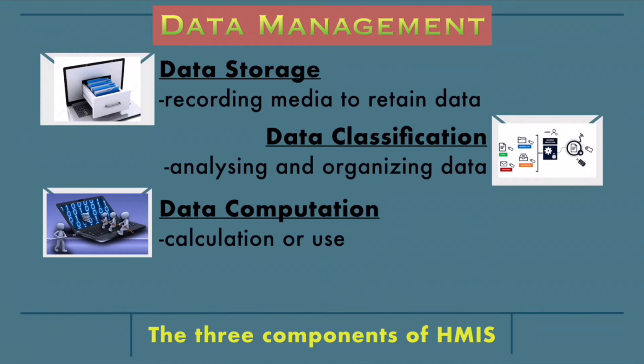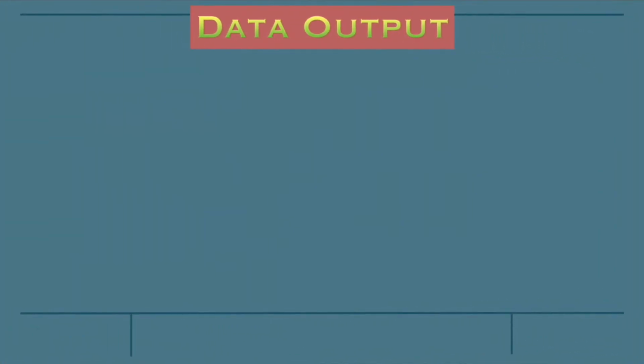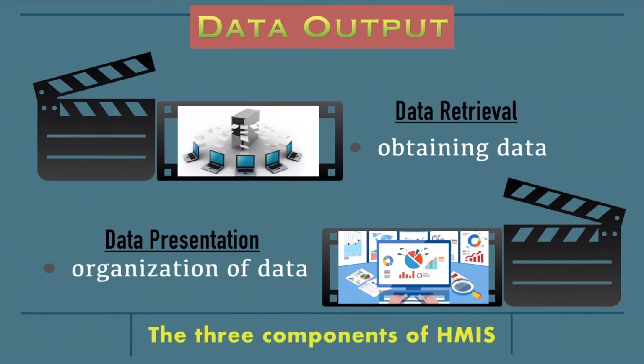Third is data computation. It's any type of calculation or use of computing technology in information processing. Next up is data update. The modification of data that is already in the database is referred to as updating. Third component is data output. It includes data retrieval and data presentation. Data retrieval means obtaining the data from a database management system such as ODBMS. Data presentation refers to the organization of data into tables, graphs, or charts so that logical and statistical conclusions can be derived from the collected measurements.